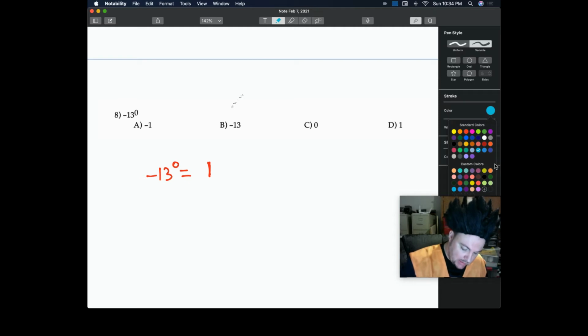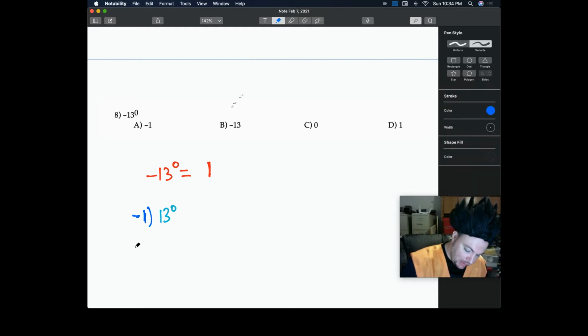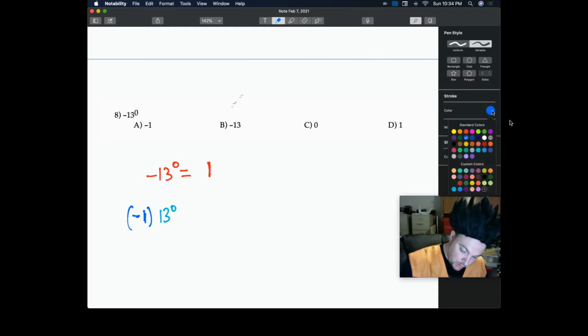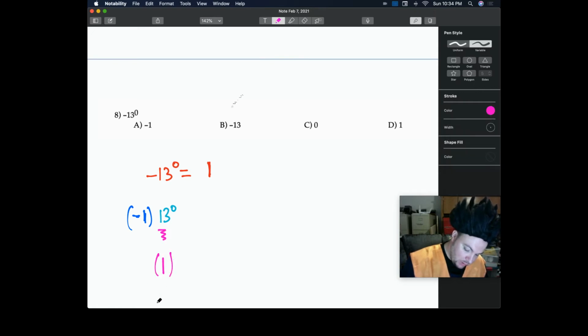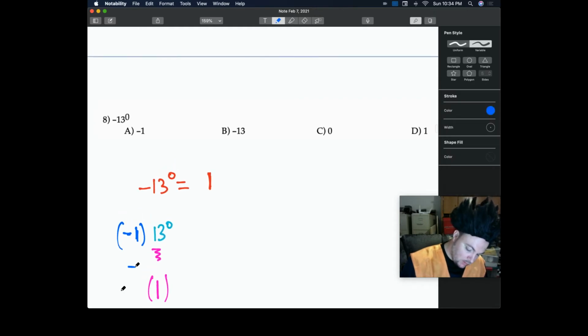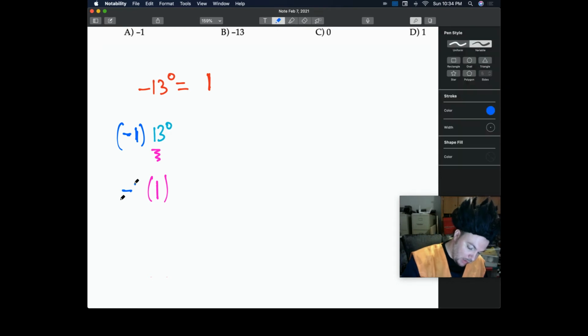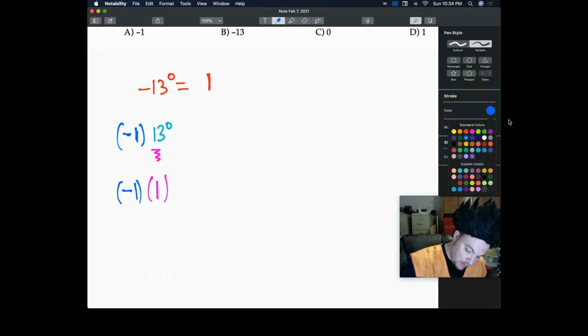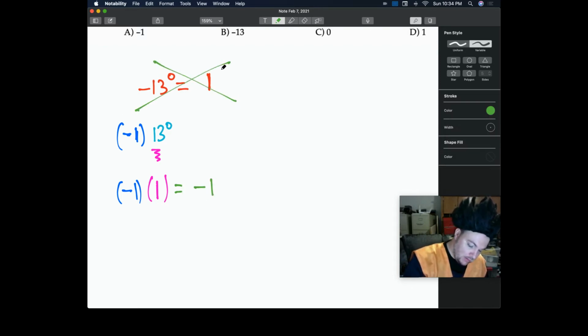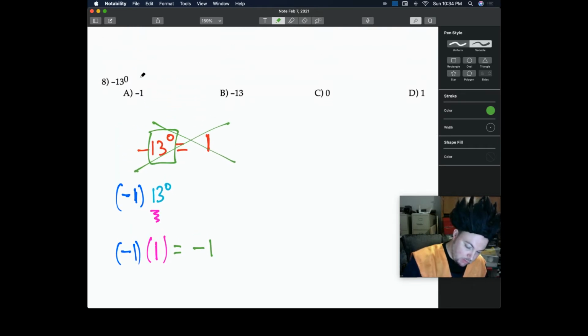Why? Because this actually means 13 raised to the 0, and then you multiply by negative 1. So 13 raised to the 0 is 1, but you still have to multiply by negative 1. So it's negative 1 times 1, which is negative 1. So be careful. This is not correct because you have to do 13 to the 0 first. Okay, so the answer here is going to be negative 1.